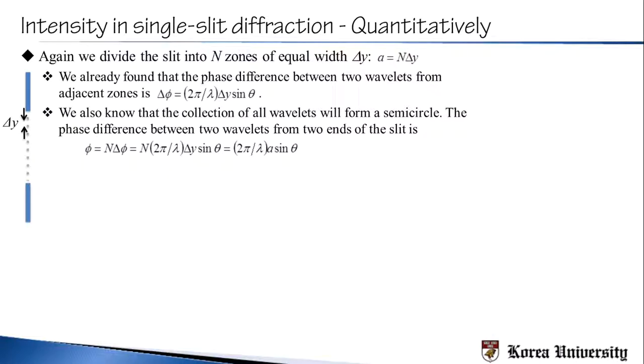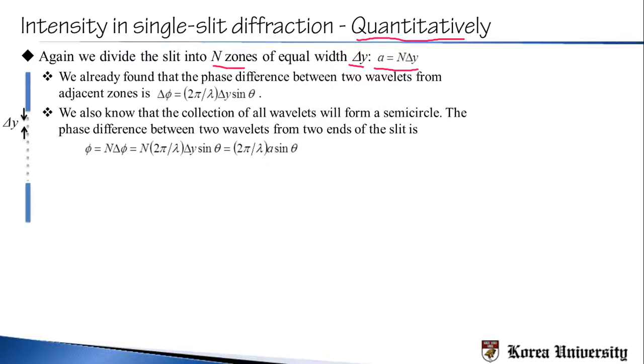Alright, this time let's do it quantitatively using mathematics. And of course, we are following exactly the same procedure. So there we divided the slit into n zones of equal width delta y. And then originally we said the width of the slit was a. So therefore, simply a is equal to n multiplied by delta y.